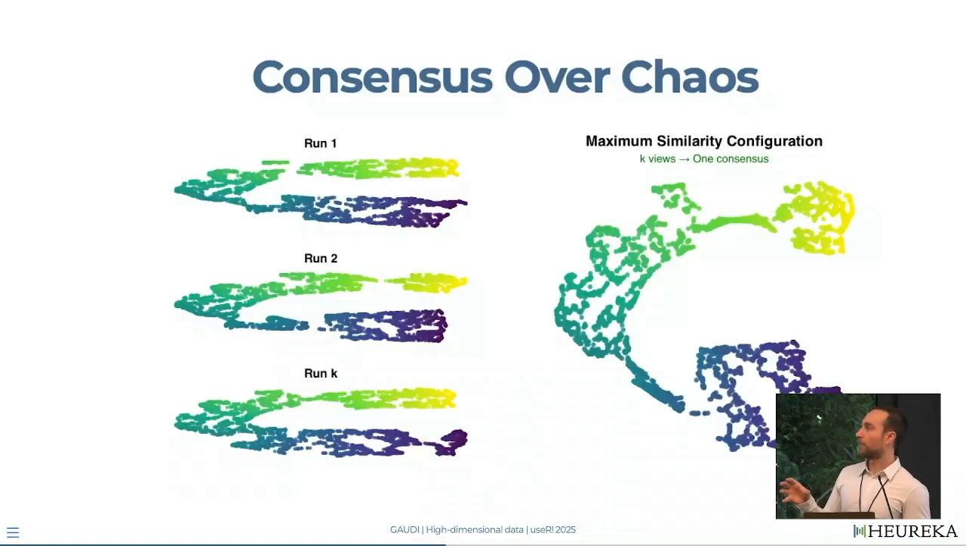And then based on this reference, we're going to find the maximum similarity configuration between all these UMAPs that we performed. So essentially, we're going to just align them in the most similar configuration that we can put all of them. And when we have all of them aligned, we're going to take the median to come up with the final structure.